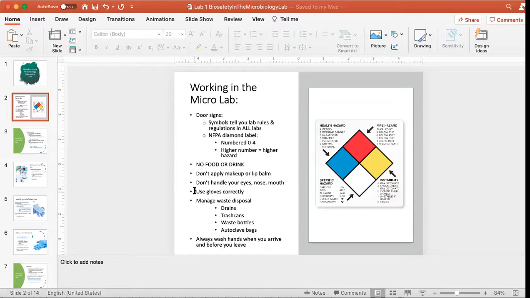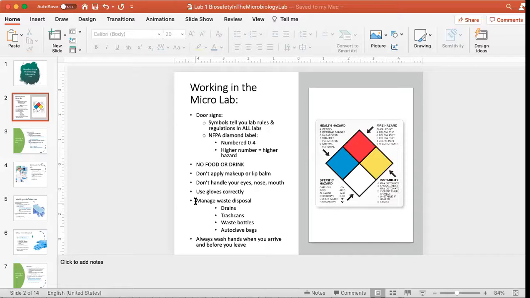Next on this sort of universal list is to use gloves correctly. I'll speak more about that in just a minute. And next on the list says manage your waste materials correctly. You know, as people who are in a laboratory space professionally, we are responsible for handling materials safely, not only to protect ourselves and other people, but to protect our environment.